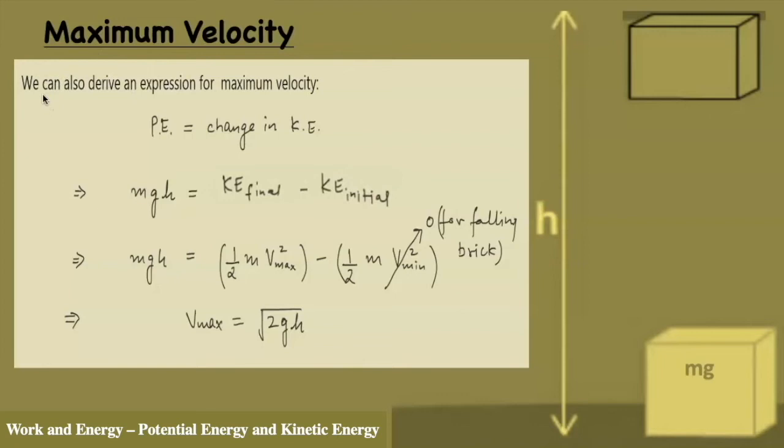Now, we can also derive an expression for maximum velocity. Potential energy is equal to change in kinetic energy. mgh is equal to final kinetic energy minus initial kinetic energy. The velocity of the brick at the start will be 0. This implies mgh is equal to half m maximum velocity square minus half m minimum velocity square. Therefore, we'll get maximum velocity is equal to root 2gh.